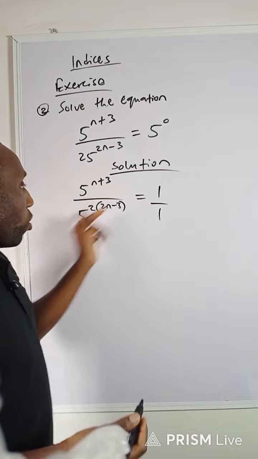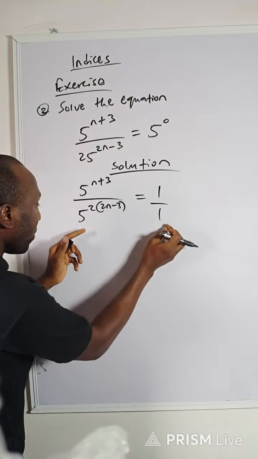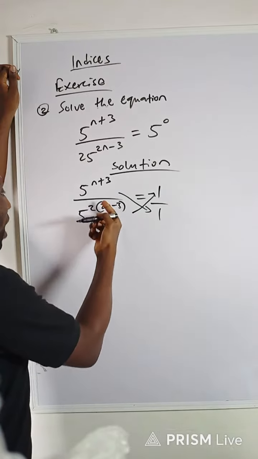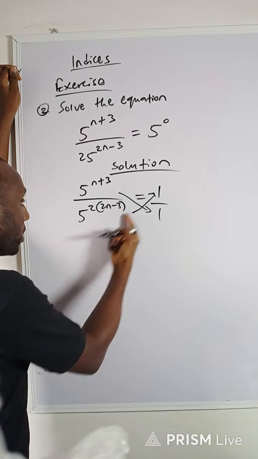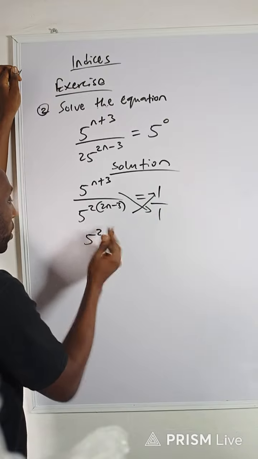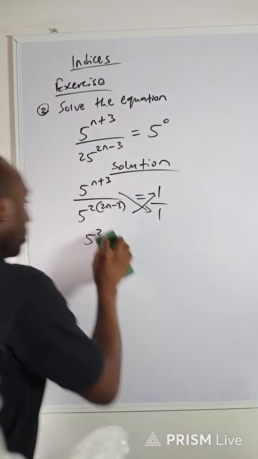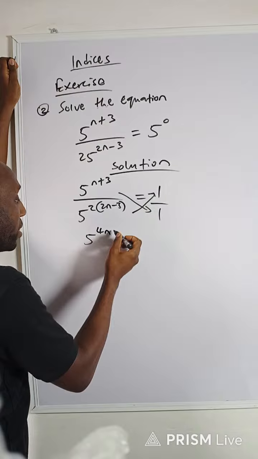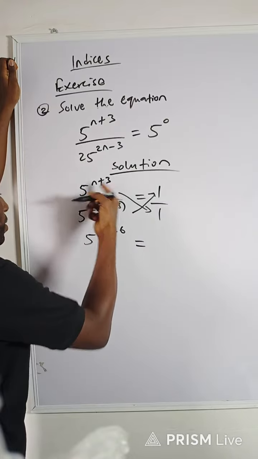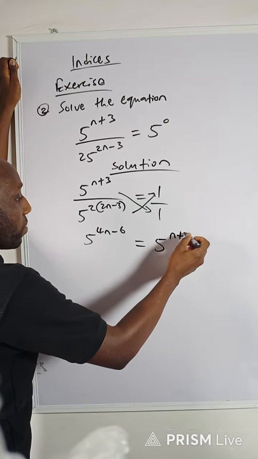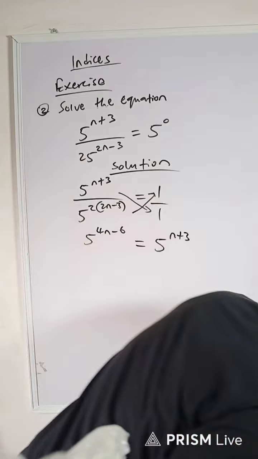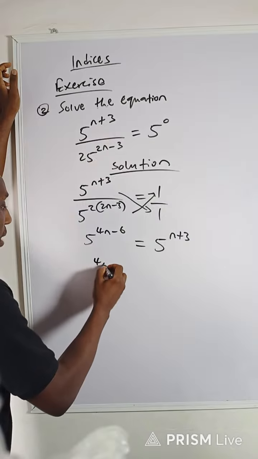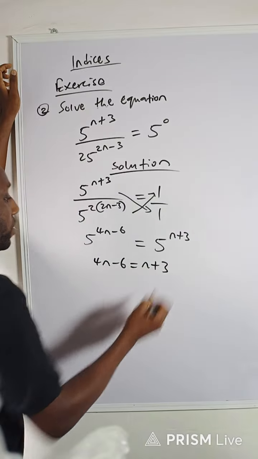And then either you cross multiply or you multiply both sides by the LCM of the denominator. But let's just cross multiply. It won't change anything. All of these times 1 is still going to be the same thing. 5 raised to 2, it's time to expand this bracket. 2 times 2n is 4n. 2 times -3 is -6. And this is equal to 5 to the power of n plus 3. Are you with me? Same base on both sides, so we equate the exponents. So we have 4n minus 6 is equal to n plus 3.